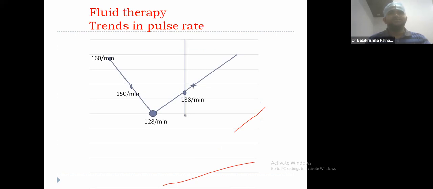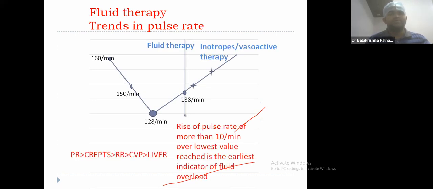This is a graph taken from septic shock, and you can see the fluid trends here. Initially there is a nice response. A rise of pulse rate of more than 10 per minute over your lowest value is the earliest indicator of fluid overload. As you can see, the pulse rate is the first thing to increase. The last part is hepatomegaly or crepitations. So if your pulse rate is higher than your lowest value, it is definitely the earliest sign of fluid overload, and you need to stop the fluid bolus there.